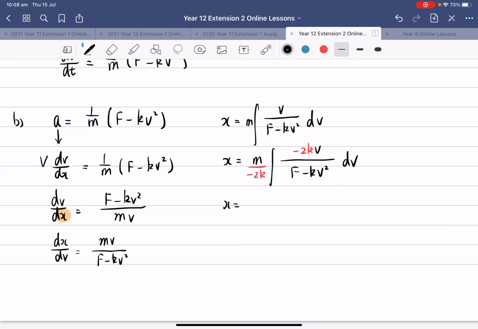So that gives you x is equal to minus m over 2k, ln absolute value of f minus kv squared absolute value, plus c. Okay, plus c here. All right. Now we can sort of remove that absolute value just because the force going to the right must be greater than the resistant force. All right, it must be greater than 0. Otherwise, the summary is not moving to the right. So we can remove that absolute value and change this one to brackets.